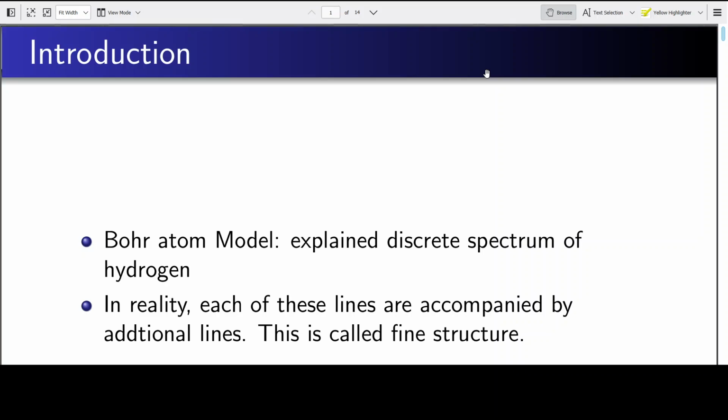There are two mechanisms that contribute to fine structure. The first one is the relativistic effect. Non-relativistic Schrodinger's equation is inconsistent with the special relativity. There are corrections to the equation. The second contribution is called the spin-orbit coupling. Electron spin interacts with the magnetic field of the proton, which depends on its orbital angular momentum. This is called spin-orbit coupling. I will explain this in this lecture.